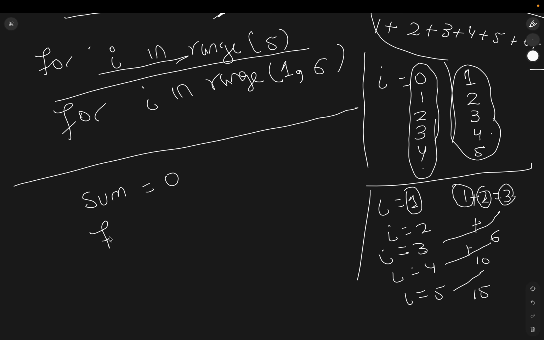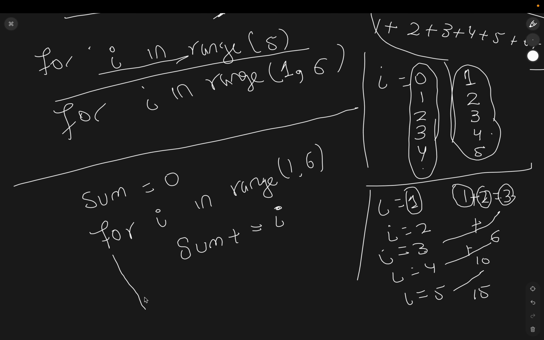Then I am saying for i in range 1 comma 6. Let's take an example, right? Here I know this i will give me 1 2 3 4 5, right? After every iteration, I'll say sum plus equal to i. Getting this point? And after completion of this for loop, I will say print sum. This will be my program.